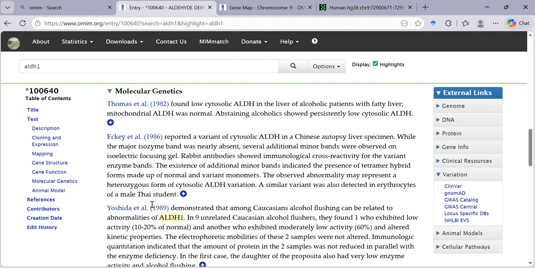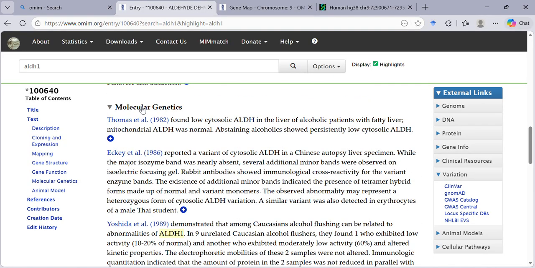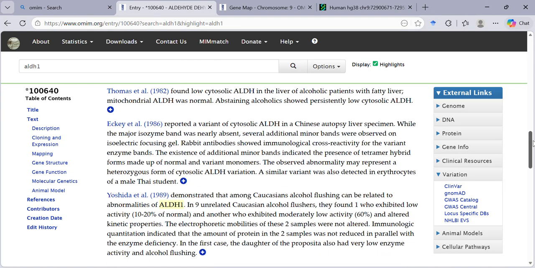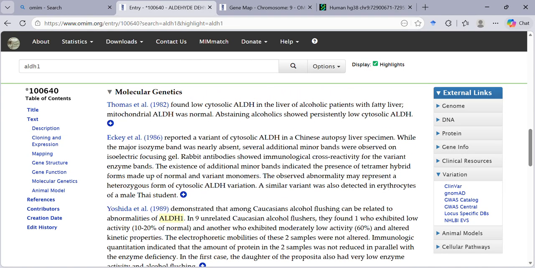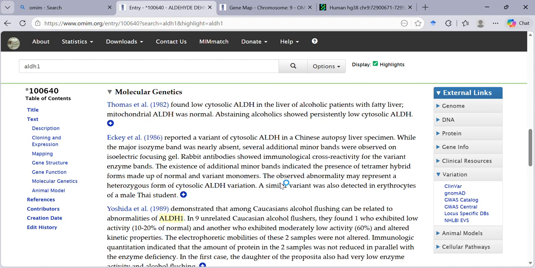And then comes the molecular genetics. This last part, the molecular genetics, you must mention in your discussion, because here they have mentioned in which year, who has published families for this gene. They mention that Thomas et al. found low systolic ALDH in the liver of an alcoholic patient with fatty liver; the mitochondrial one was normal, and it was shown with a low cortisol level.